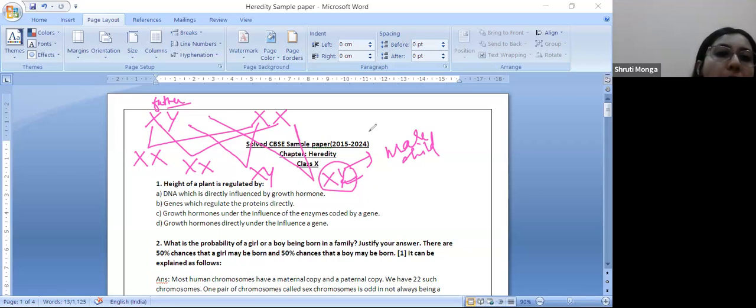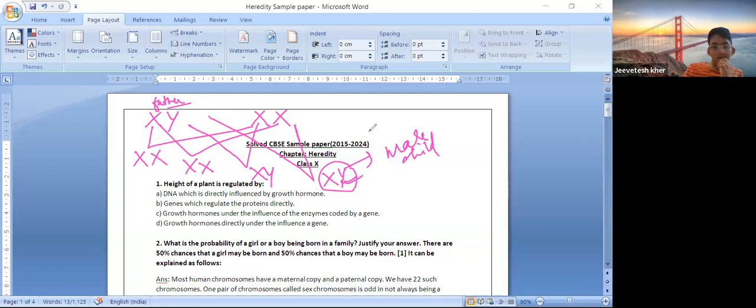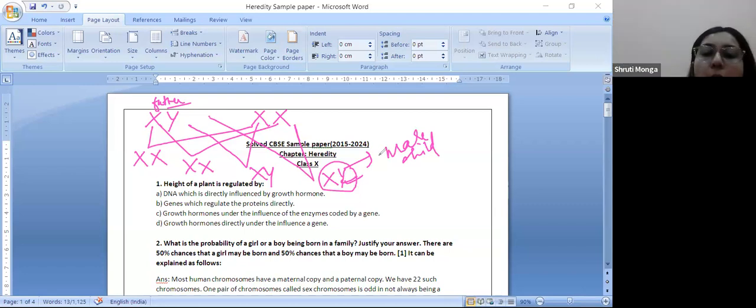One second. I need to share this word file again with you because I'm not able to move to the next question. I don't know why. Just a second. Just a second. Right. I think now it's moving.